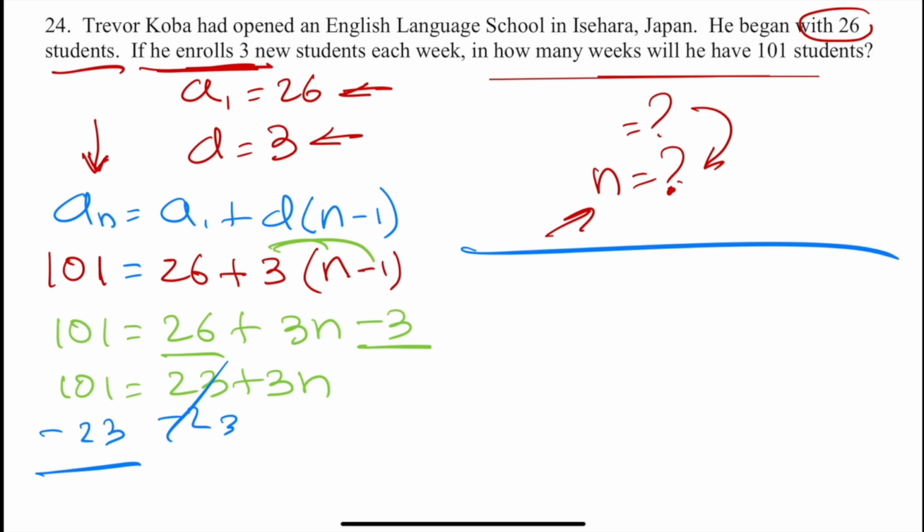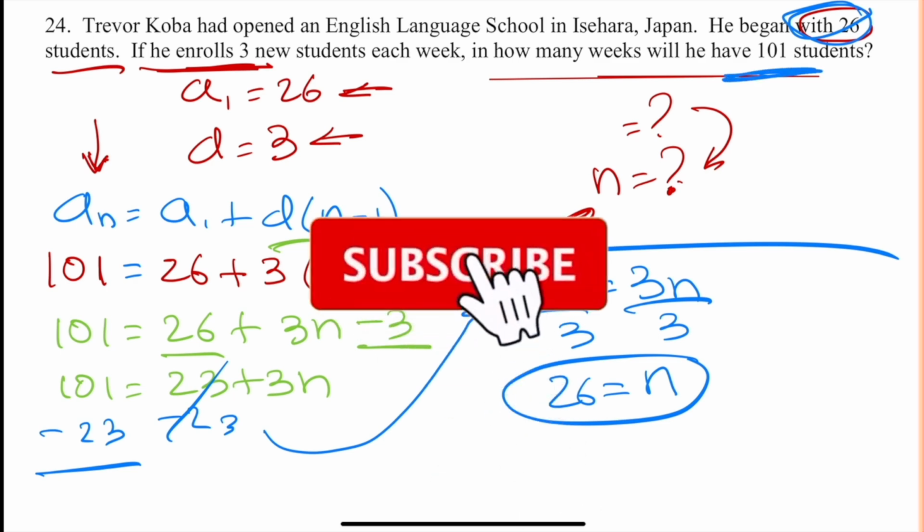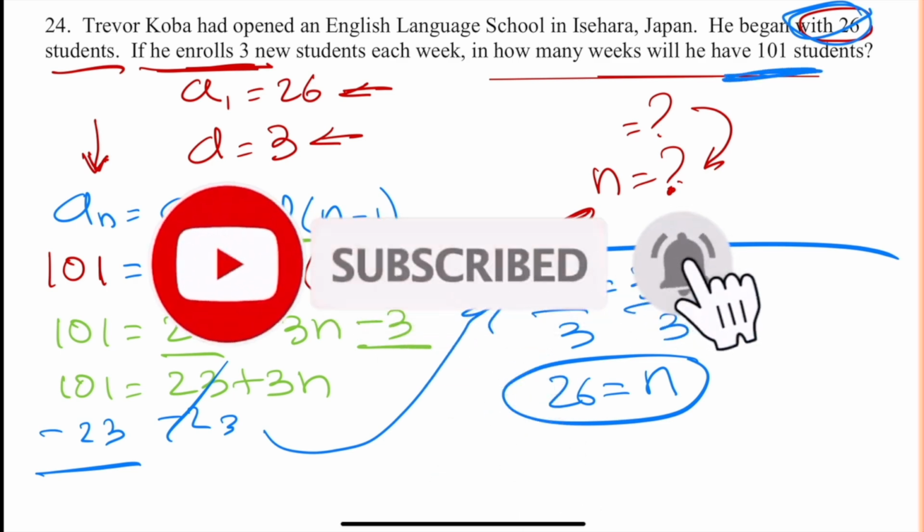1 minus 23 is going to give me, so I brought this over here just in case, and then divided by 3. N equals 26. So that's the amount of weeks that it took him to grow his school from 26 to 101, going 3 students at a time. All right, now let's go for the bonus program.